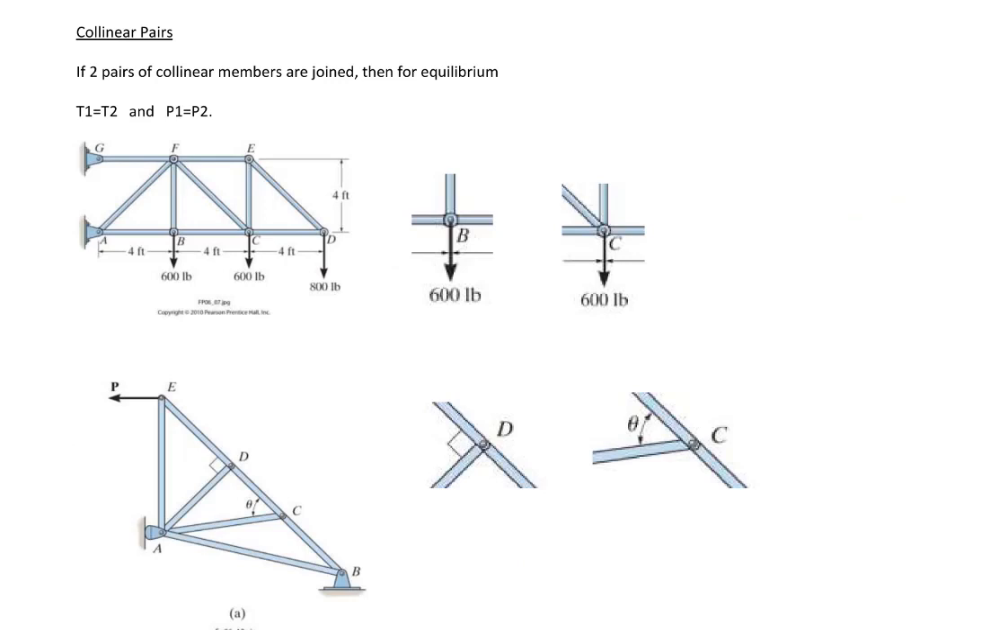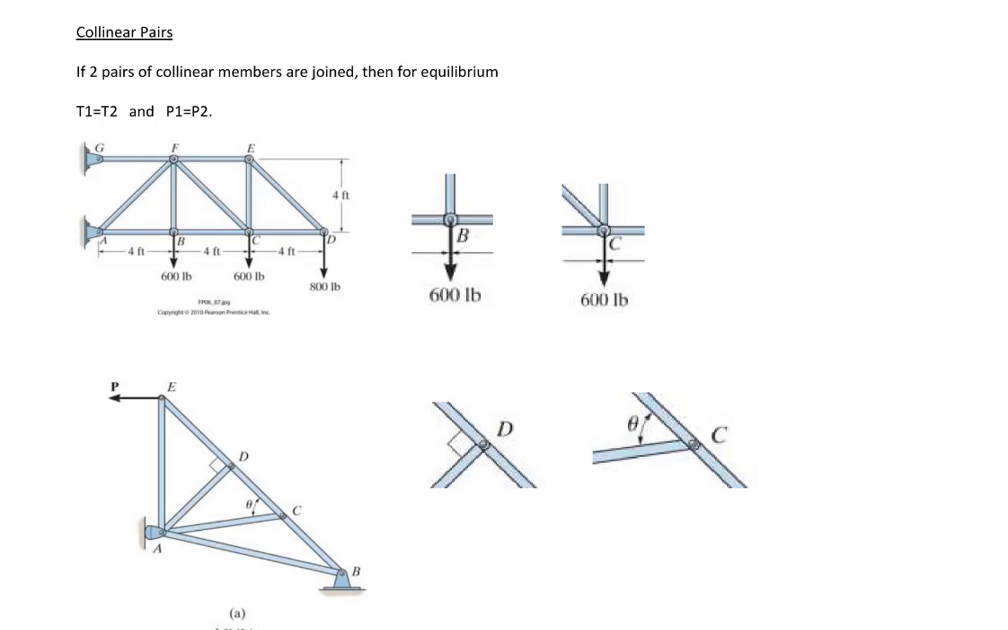The other special condition is called collinear pairs, and if you happen to have a force attached, well, it doesn't really matter. It can be any members or any forces at a joint. If they are opposite each other, meaning collinear, then the forces in the ones right opposite each other have to be equal to each other. They have to be equal to each other. So let's just look at this joint right here.